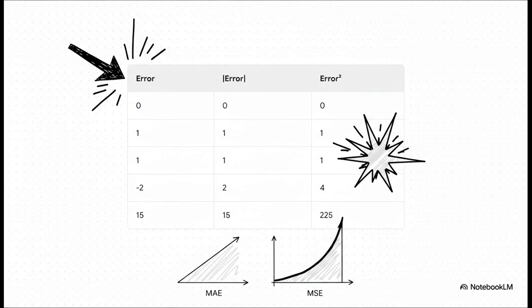The MAE goes up to 3.8. Okay, it's bigger. But the MSE explodes to 46.2. It goes through the roof. That one huge mistake completely takes over the entire score. And this is why picking the right loss function is so important. It literally tells your model what kind of mistakes it should be terrified of making.